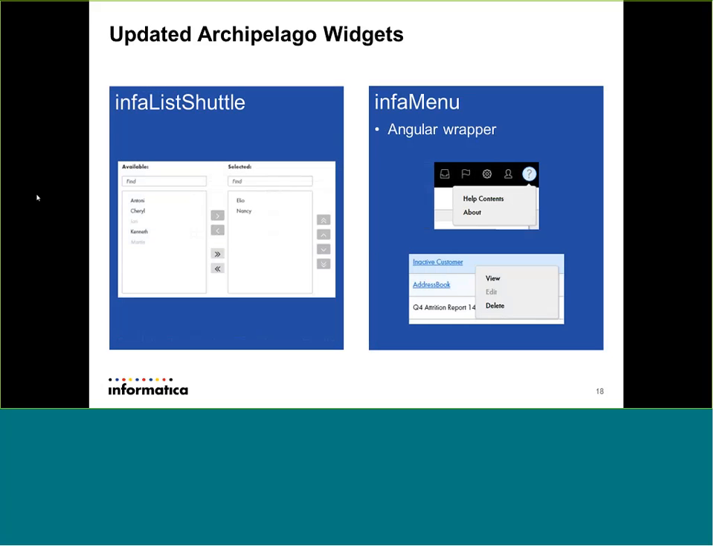We also have InfoList Shuttle and InfoMenu, where the menu will have an Angular wrapper added to it, and it provides a button with the menu or a context menu is added. And the List Shuttle, just to mention, we've updated the API so that it uses a data provider, so that it's consistent with the API strategy we've seen in other widgets to provide a data provider for the information displayed.